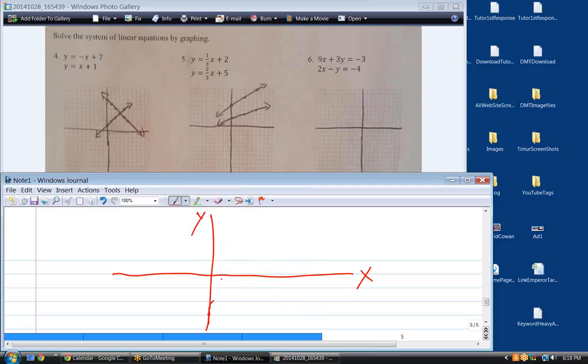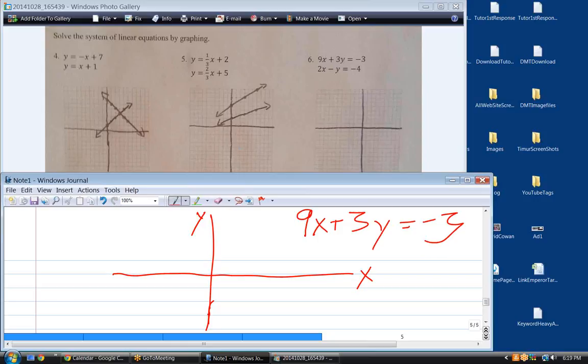In the same way that the definition of y-intercept is what? What is x when I'm on the y-axis? 0. Exactly. That's a huge thing to memorize and remember. When you're talking intercepts, you get the x-intercept by setting y equal to 0, and you get the y-intercept by setting x equal to 0. So, with this problem, 9x plus 3y equals minus 3.